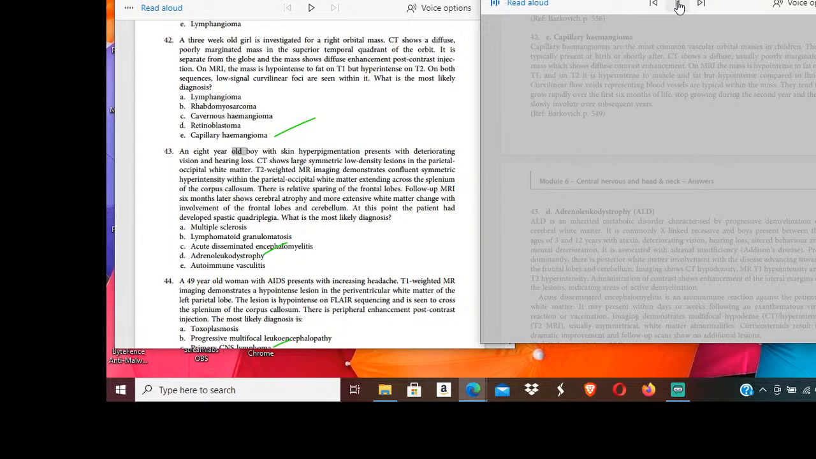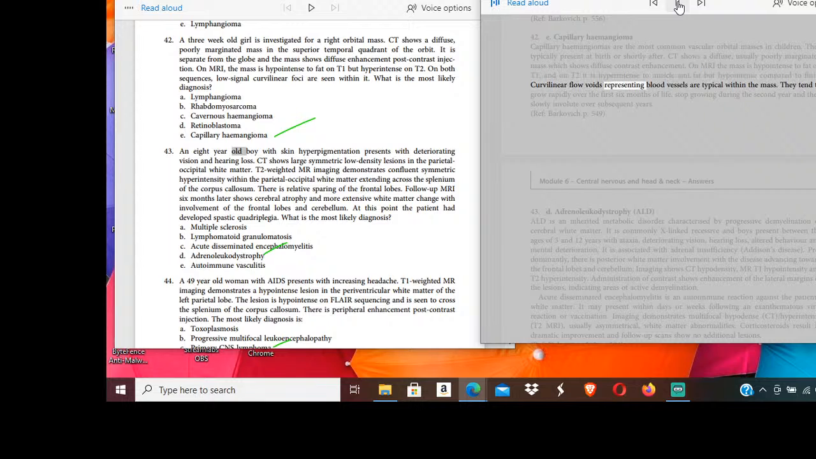Ref. Barkovich P. 556. 42. E. Capillary hemangioma. Capillary hemangiomas are the most common vascular orbital masses in children. They typically present at birth or shortly after. CT shows a diffuse, usually poorly marginated mass which shows diffuse contrast enhancement. On MRI the mass is hypointense to fat on T1, and on T2 it is hyperintense to muscle and fat but hypointense compared to fluid.